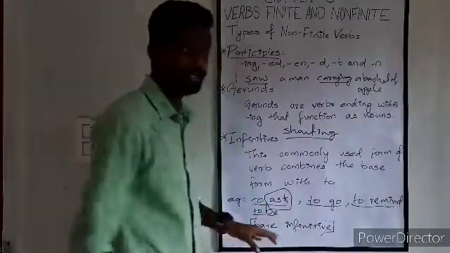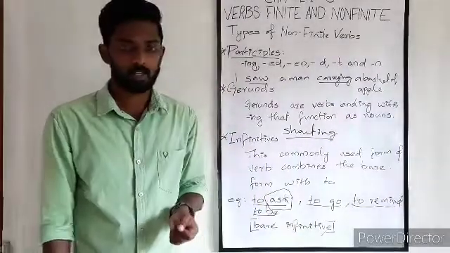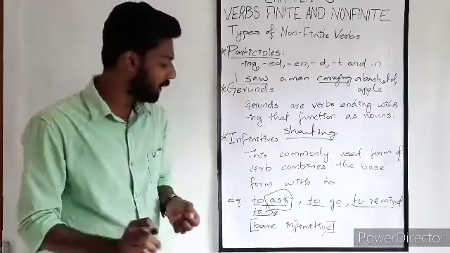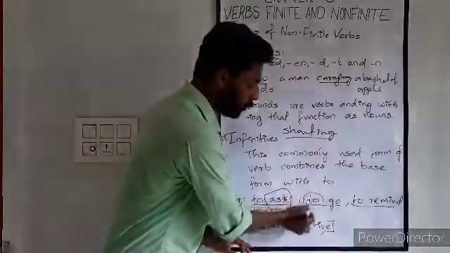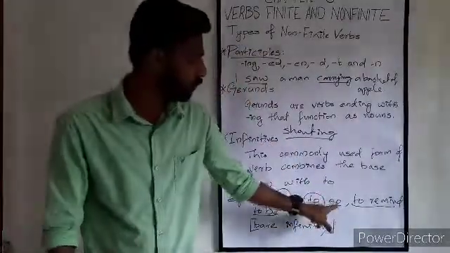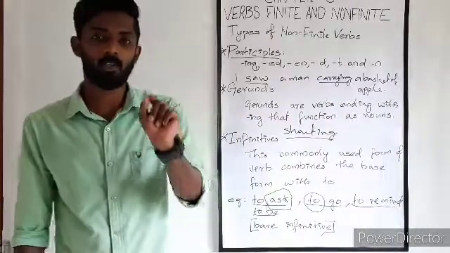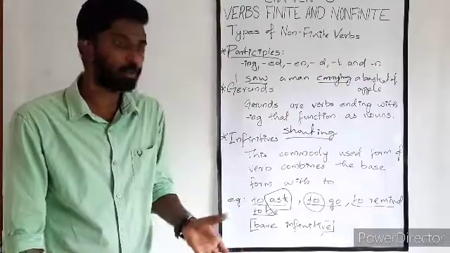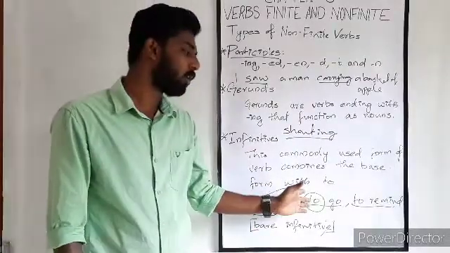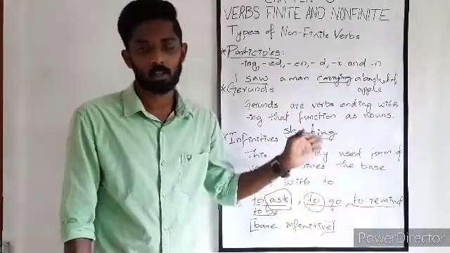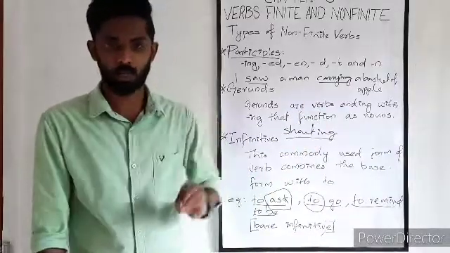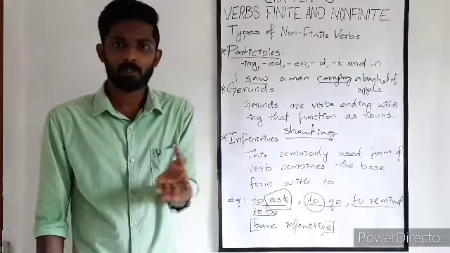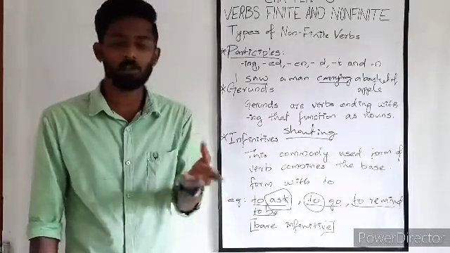So what do you mean by bare infinitive? The form of the infinitive which uses the base form of the verb without the use of to. Without the use of to, if we use the word go, it becomes a bare infinitive. If you want to create a full infinitive, what do we do? We just add the word to in front of the verb which we use.